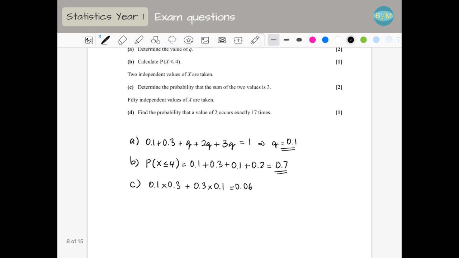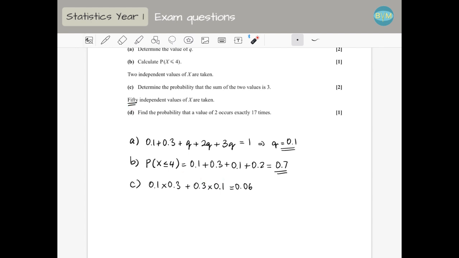And then the last part, it says 50 independent values of x are taken. So here we had 2, now we have 50. Find the probability that a value of 2 occurs exactly 17 times. This one was quite simple to think about because it was only 2 values of x. Now we have 50, so we cannot think of all the 50 possibilities.